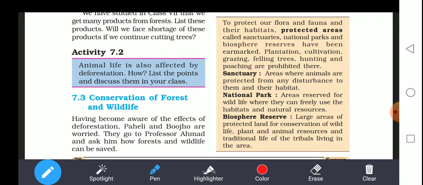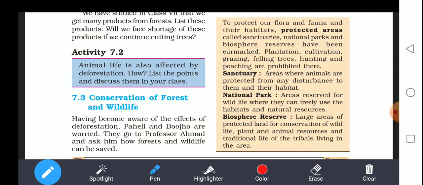Protected areas are called sanctuaries. What is a sanctuary? If it comes in the exam, you have to write: to protect our flora and fauna and their habitats. Those protected lands are called what? Sanctuaries, national parks and biosphere reserves. These three are called protected areas.